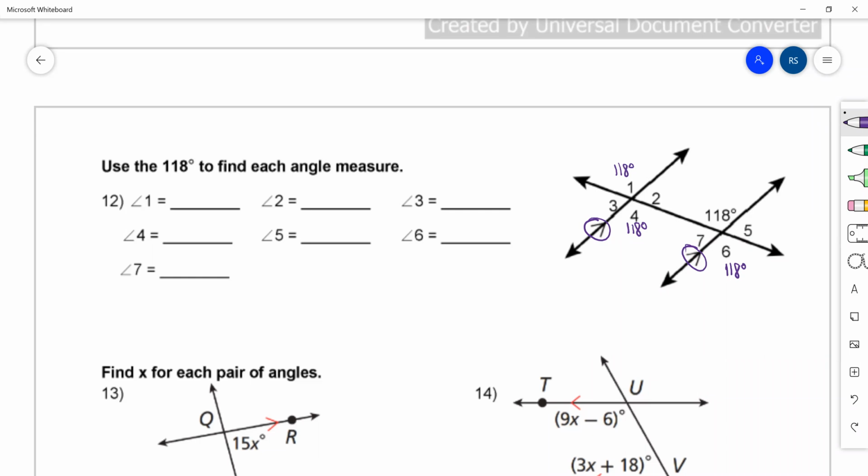Now, the obtuse and the acute together have to be 180. So all I have to do is 180 minus 118. And that will get me, I'm trying to do mental math and it's not working, 62, I believe. Let me check that, because I don't have confidence right now in my mental abilities. Yep, that's 62. Okay. So that means the rest of these have to be 62 degrees.